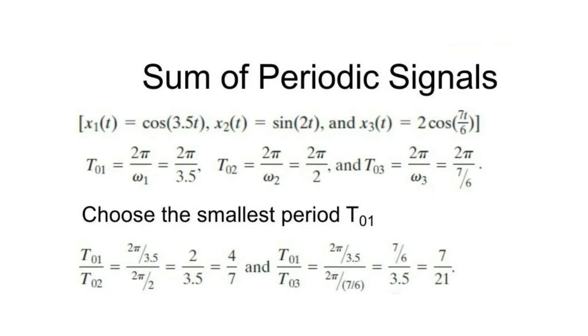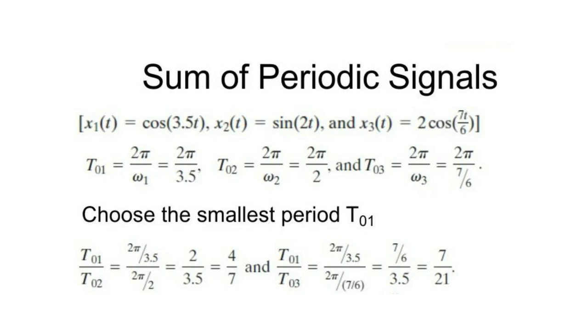And similarly, x2(t) is equal to sin 2t, where omega 2 is equal to 2 radian per second. So we can find the period T02 equal to 2 pi divided by omega 2, that is 2 pi divided by 2, that is equal to pi second. And similarly, for x3(t) equal to 2 cos 7t/6, we can find the time period T03 equal to 2 pi divided by omega 3, that is 2 pi divided by 7/6, that is equal to 12 pi divided by 7.